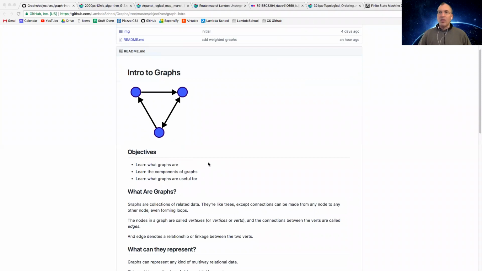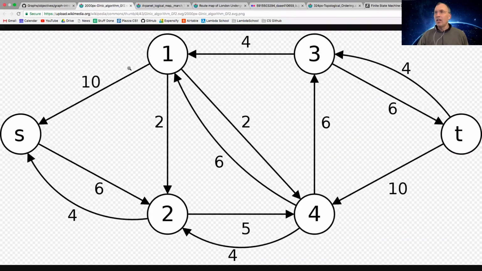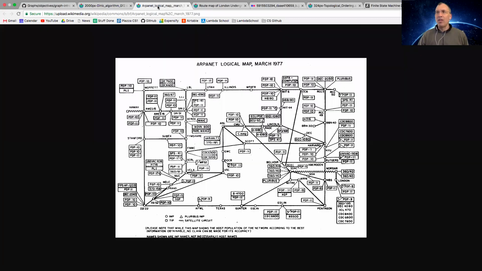In the introduction to graphs, we want to know what graphs are, what they're made of, and what they can represent. Let me show you a simple graph here. It's actually not entirely simple, but what we have is a graph made up of edges and vertices, and the edges connect the verts together. Also, we have a weight associated with each edge, and these numbers and letters, we'll just call them the names of the vertexes. This is a graph that represents something. I'm not quite sure what, but here's a graph that represents something else.